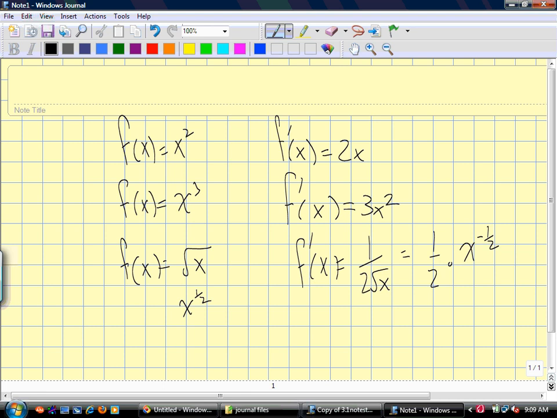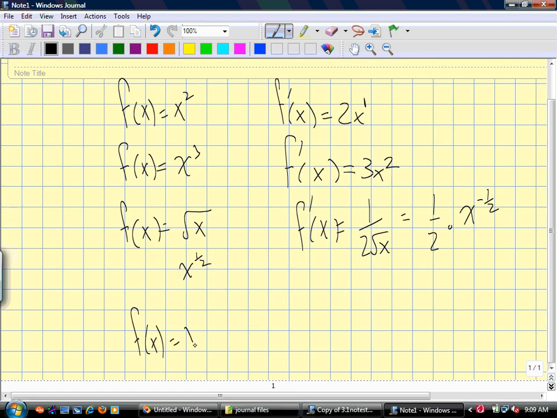Anybody seeing a pattern? Maybe I'll put a 1 here. Anybody want to propose a pattern? And welcome to the power rule, folks. So if I say find the derivative, then you can do that. If I say find the derivative using the definition of the derivative, then you got to go old school.